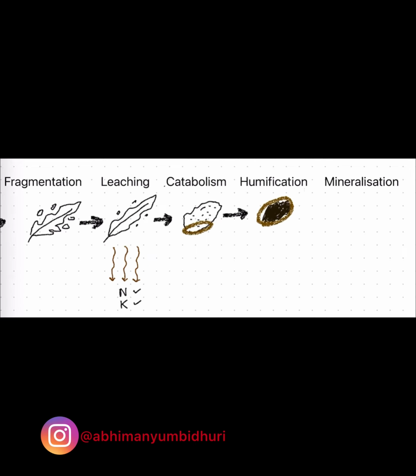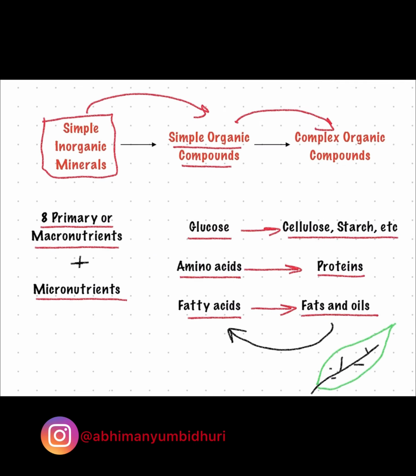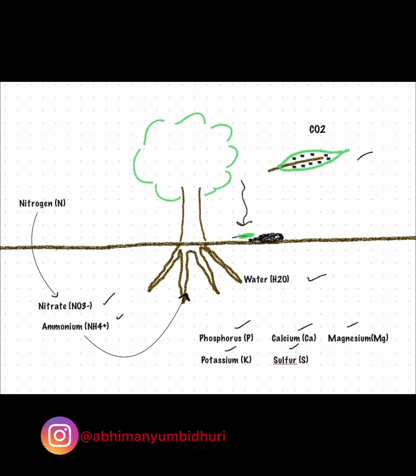The last step involved is mineralization. This is the final step in decomposition where the organic material is completely degraded, releasing inorganic nutrients or minerals into the soil. The minerals are then available for uptake by plants, thus completing the nutrient cycle.